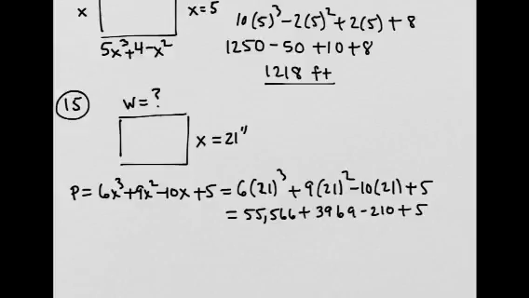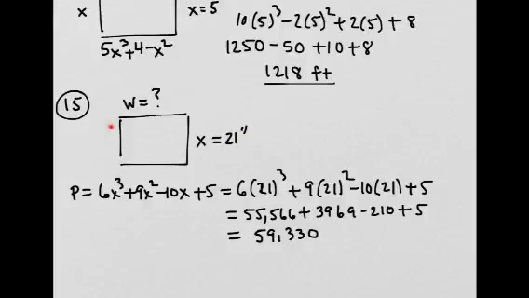So I'm going to add the 55,000 number with the 3,969 minus the 210 plus 5. So I'm just going to combine my numbers here. So when you combine these four numbers, you get 59,330. Now remember, we have to subtract the two lengths because I've got two sides that are 21 inches.